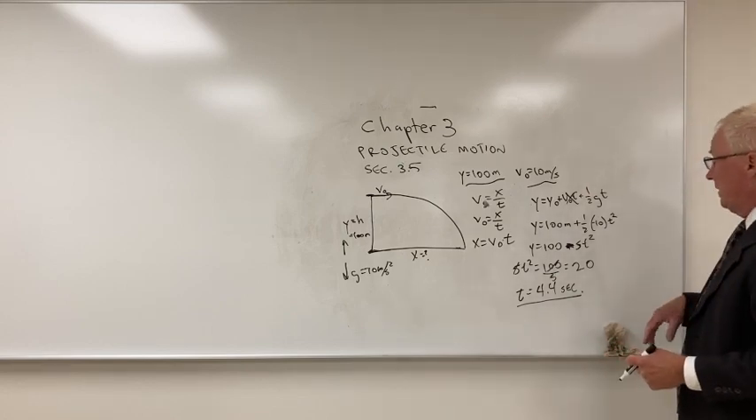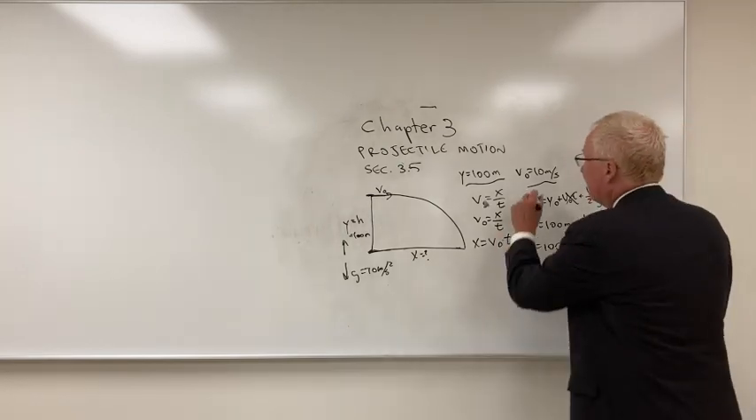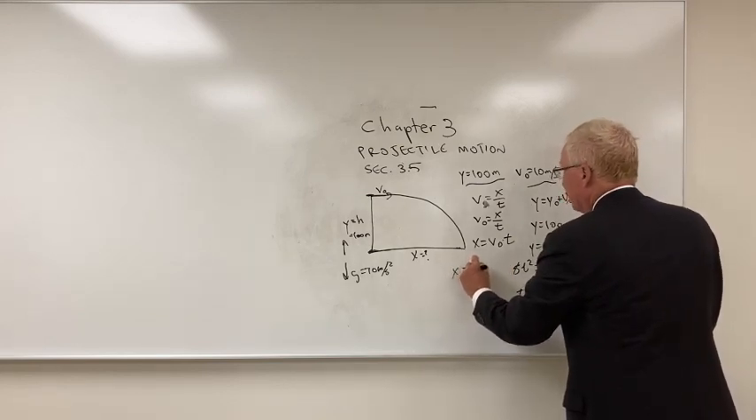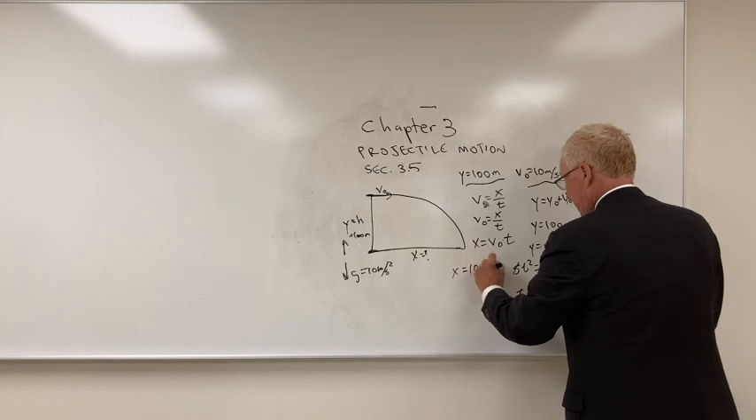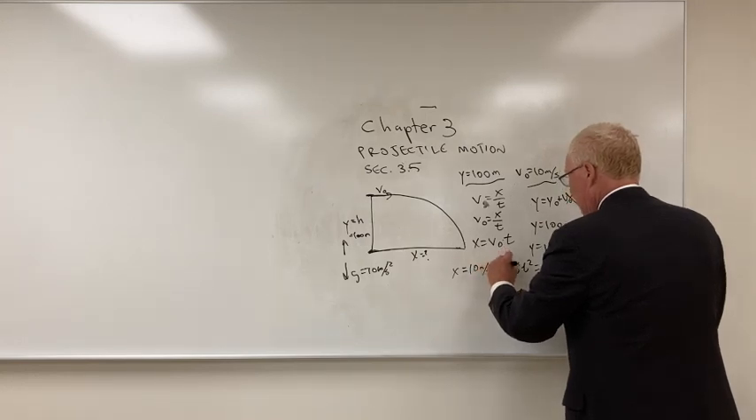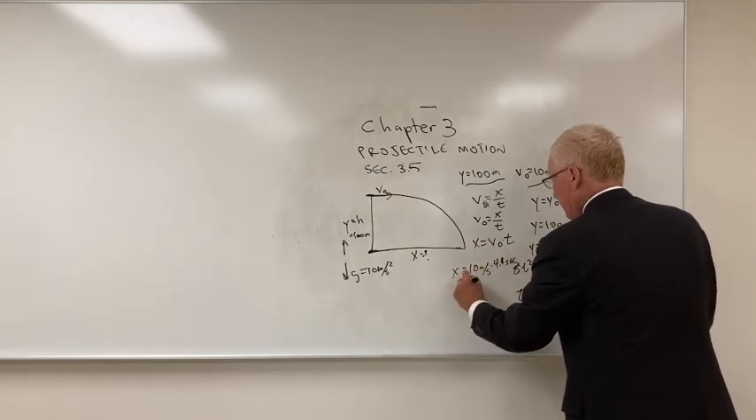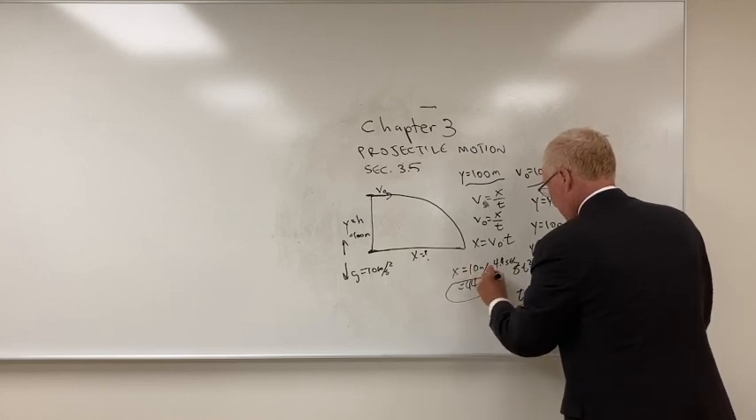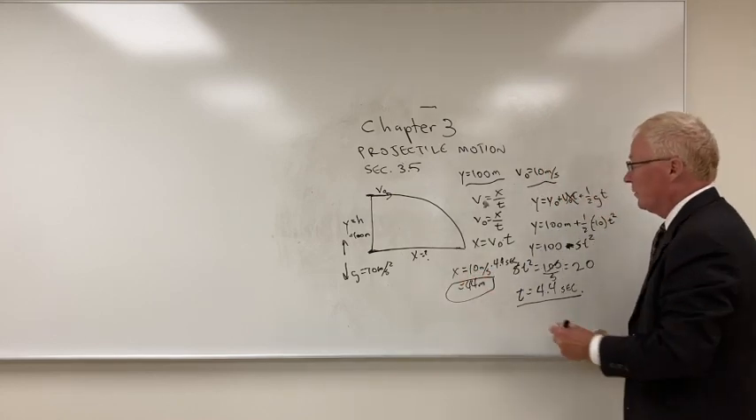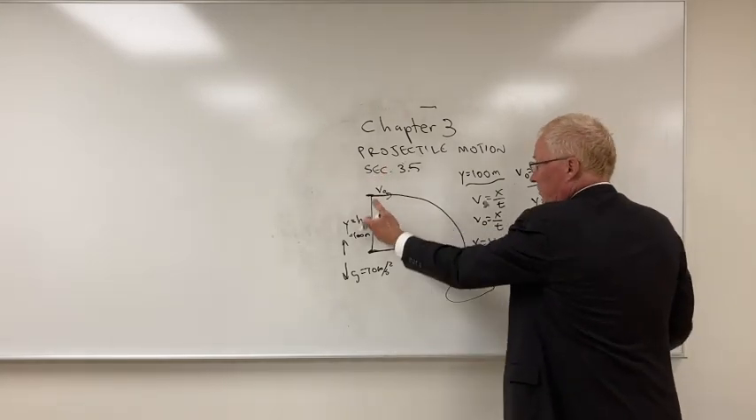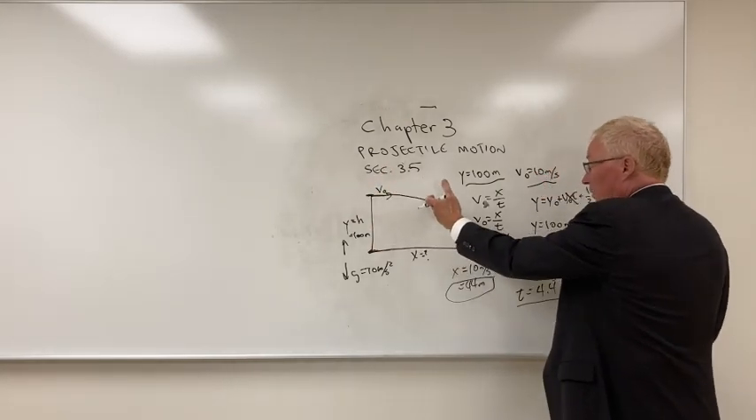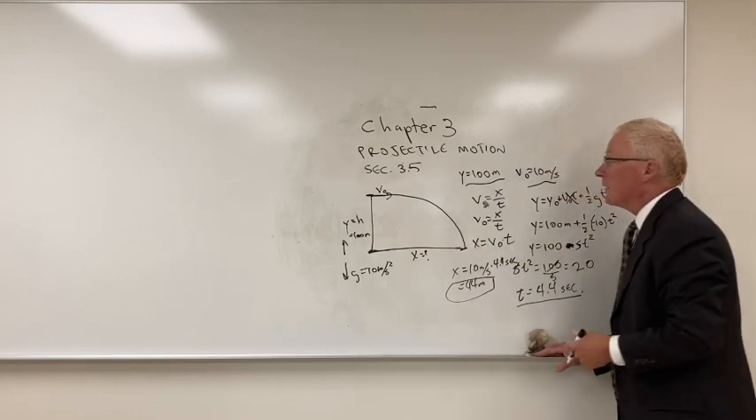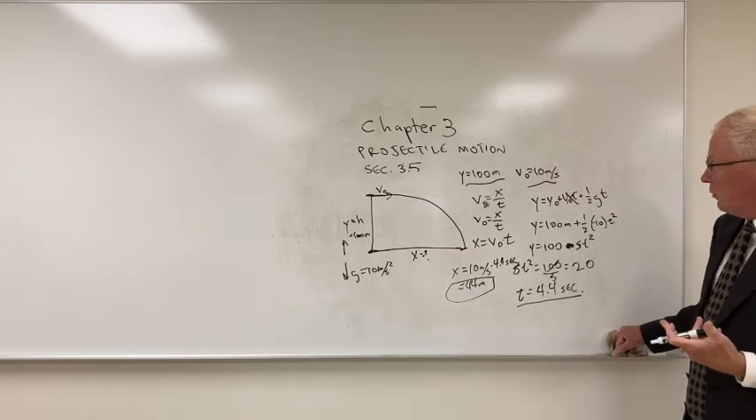So in this case, we can find x. You know v naught is that. So x will be 10 meters per second times 4.4 seconds, and that turns out to be 44 meters. So that's the example of what we've done. If it falls 100 meters, it will travel 44 meters horizontally at the same time. All right? Those are the only kind of questions we have.